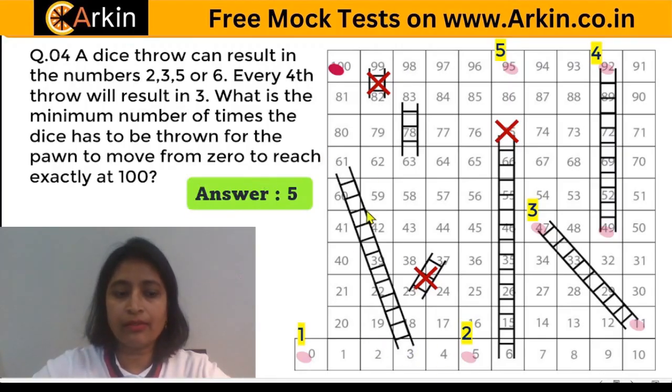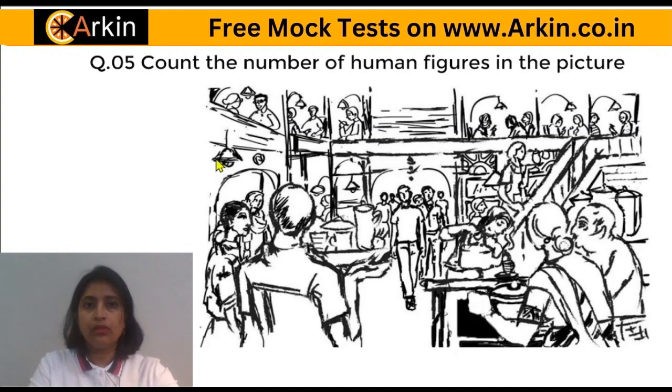You can try that. So in this question you have to count the number of human figures in the picture. It's an easy question, but someone may miss one or two human figures because there are many of them. So the only way to not miss the human figures here is to start from one side.